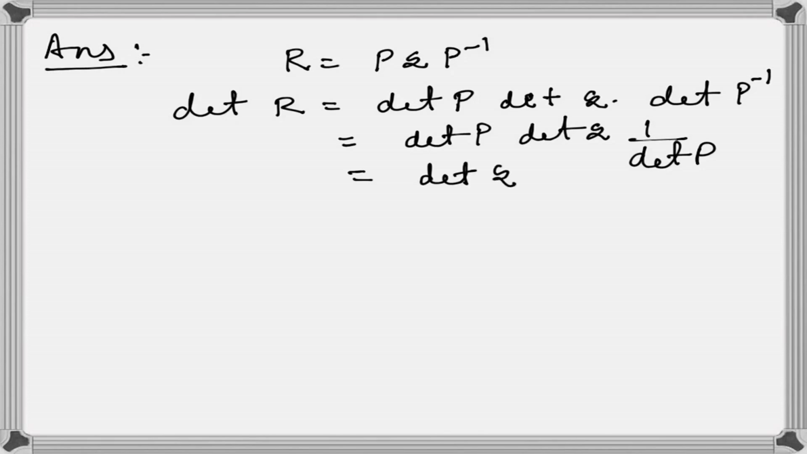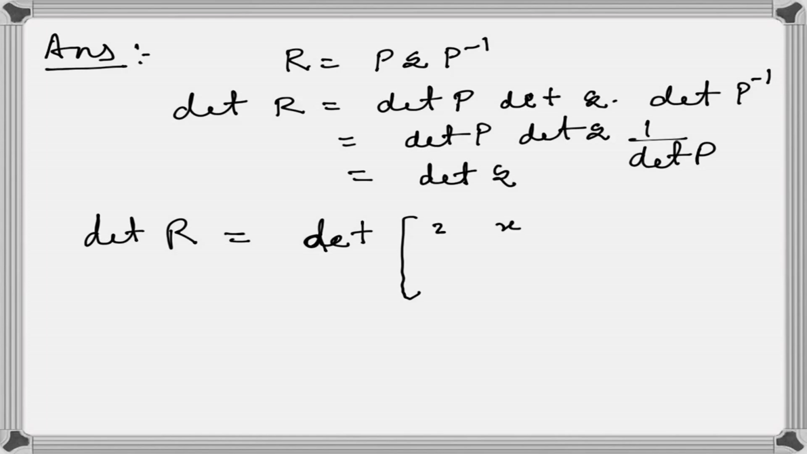Okay, so let's take the Q matrix. Sorry, I'm making too many mistakes. The determinant of R is equal to the determinant of Q. So what is the determinant of this matrix? What is the Q matrix?